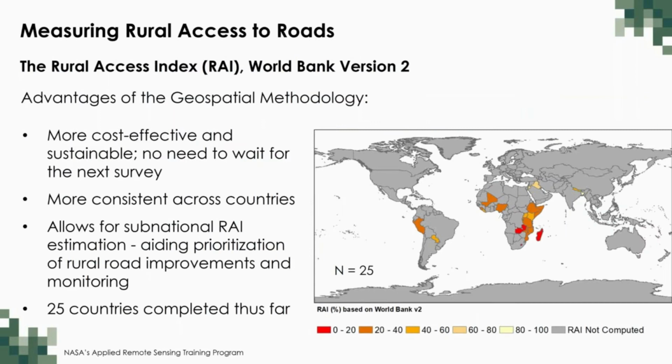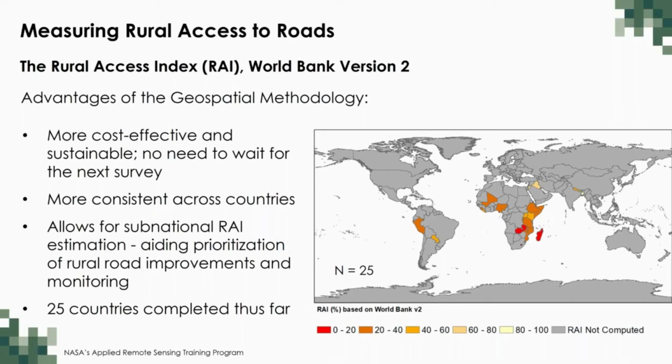The World Bank's geospatial methodology is more cost-effective and sustainable than the original method, as it is no longer dependent on survey coverage and frequency. The geospatial method can also be applied more consistently across countries than the survey-based method, even though the quality of official geospatial inputs may vary by country.